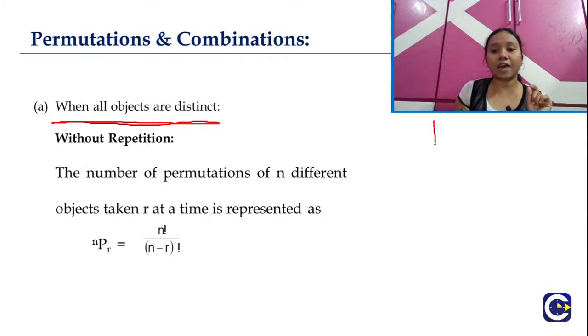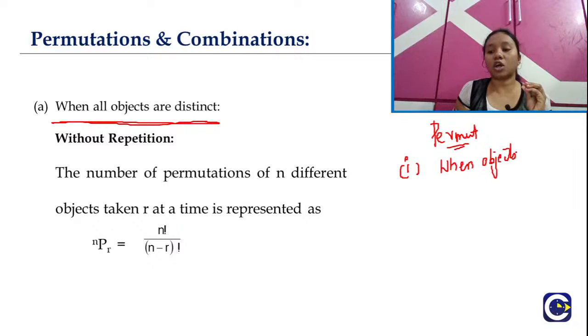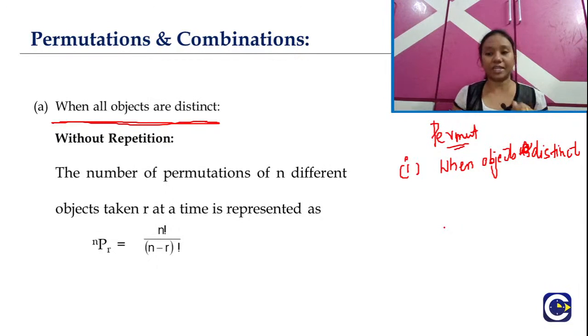So in the permutations, first what we are discussing is when all the objects are distinct. Right, so when objects are distinct, we'll be having two conditions. One is without repetition and the other will be with repetition. So let's start with the first one, that is without repetition.